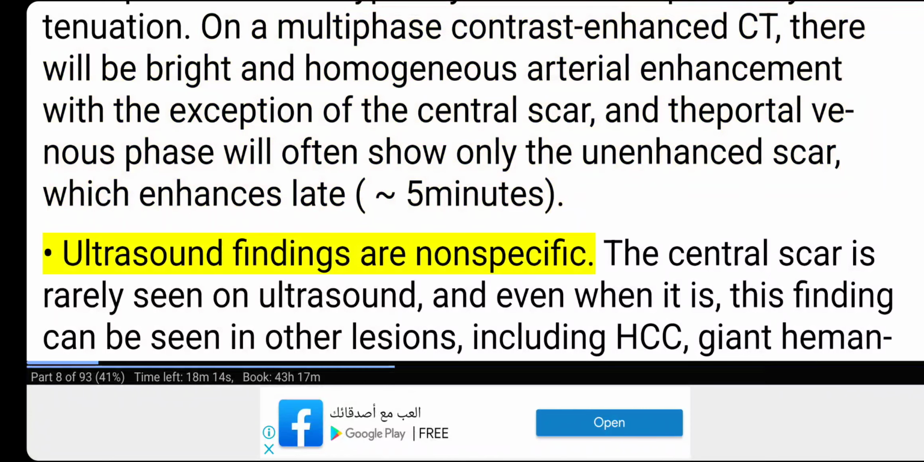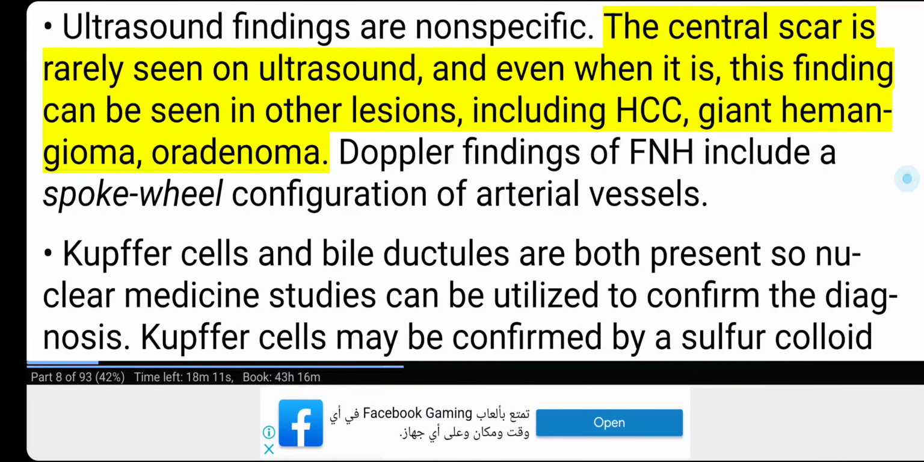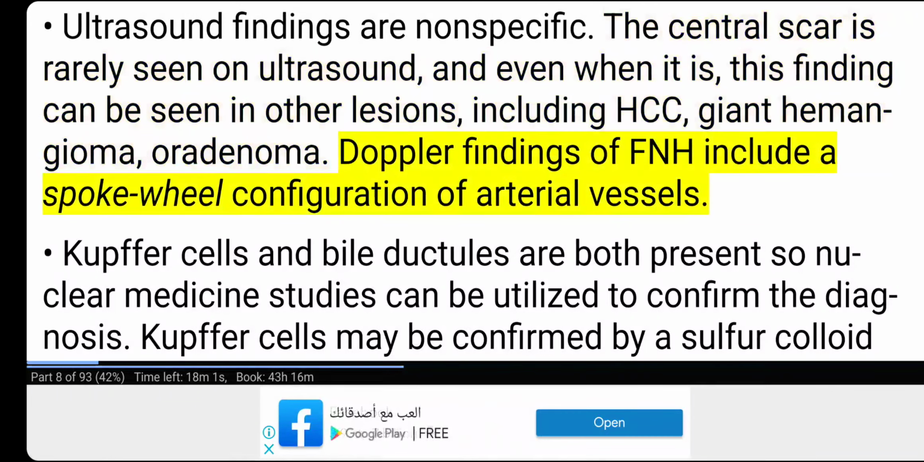Ultrasound findings are nonspecific. The central scar is rarely seen on ultrasound, and even when it is, this finding can be seen in other lesions, including HCC, giant hemangioma, or adenoma. Doppler findings of FNH include a spoke wheel configuration of arterial vessels.